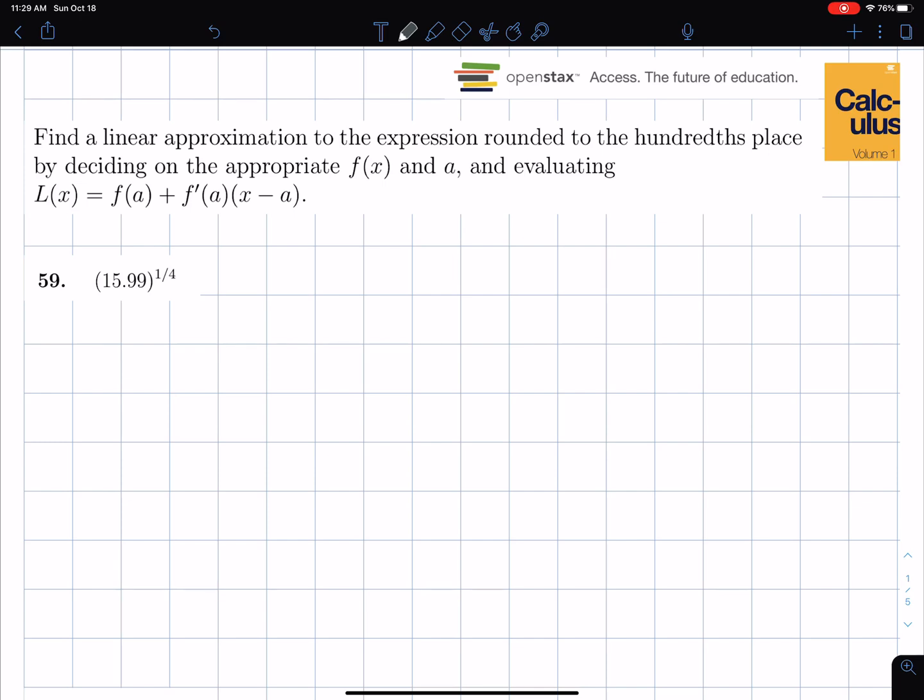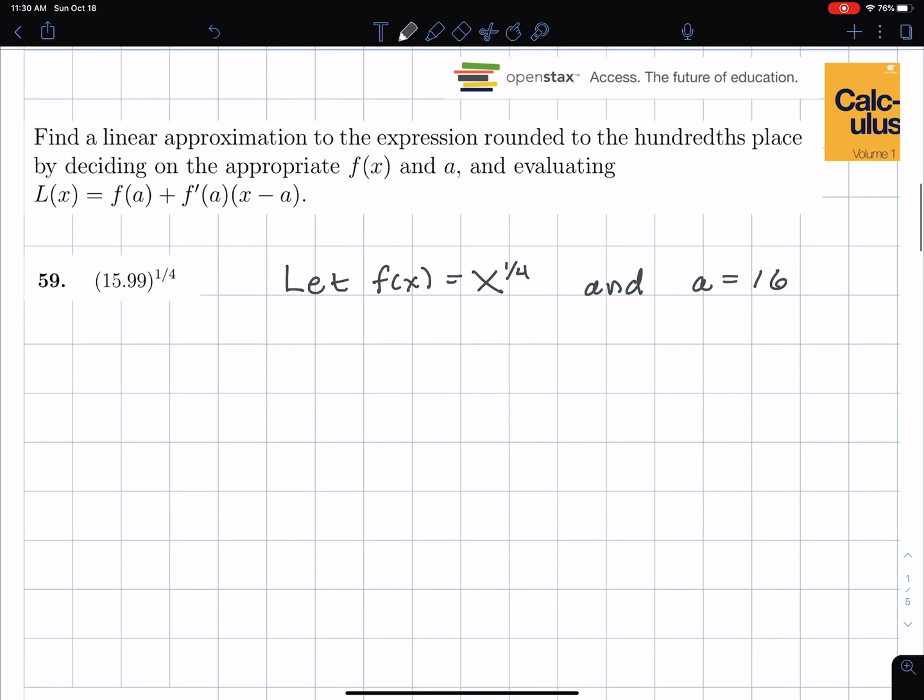The idea here is that 15.99 is very close to 16, and we can easily evaluate 16 to the 1/4 power, which is 2. And so what we're going to do here is let f of x equal x to the 1/4 power, and we're going to let a equal 16. So a should be a number that 15.99 is close to. And then if I put that number a, which is 16, into the function, I get 16 to the 1/4, which is 2.